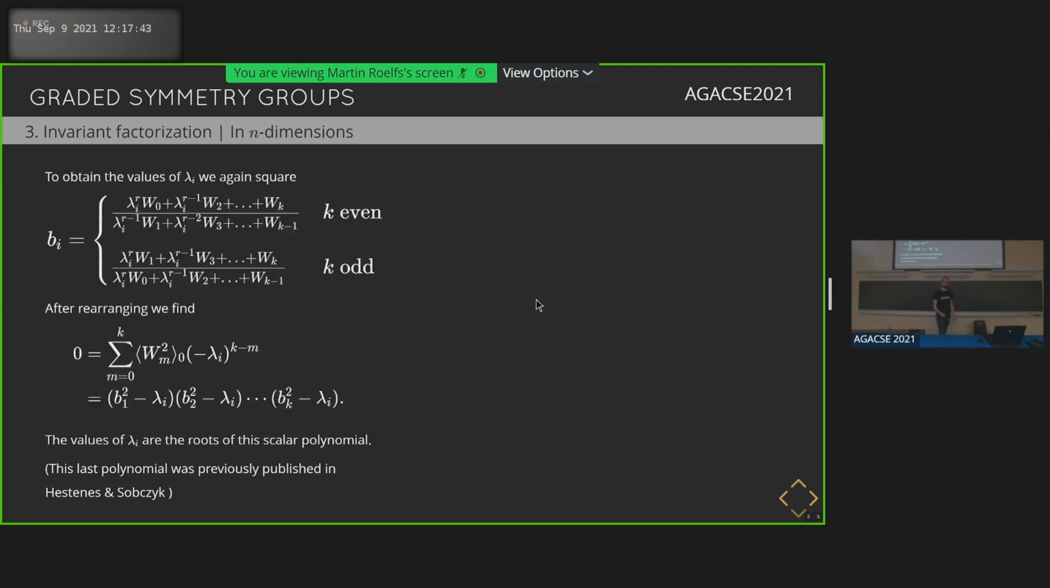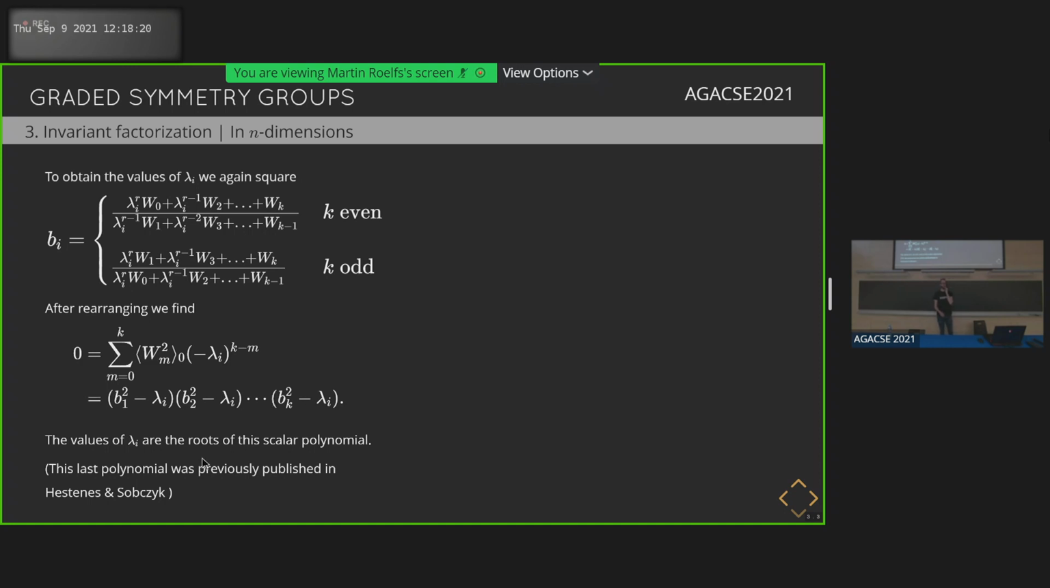So again, how do we obtain the values of lambda I? We square the solution that we found, and after some careful rearranging, we find that that is actually equal to the sum over these terms Wm squared, and then take its scalar part, times minus lambda I to the k minus m. And if you work that out carefully, you can show that that is equivalent to just the polynomial b1 squared minus lambda I, b2 squared minus lambda I, etc., which it ought to be.